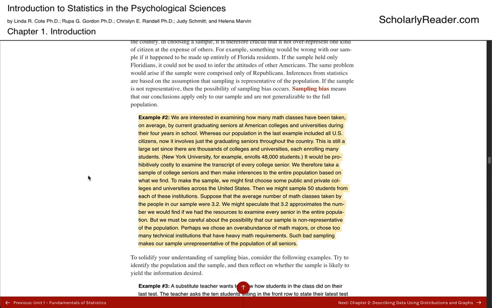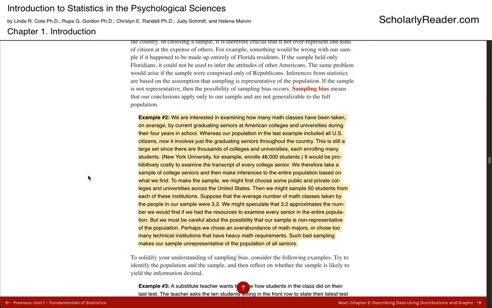Example number 2. We are interested in examining how many math classes have been taken, on average, by current graduating seniors at American colleges and universities during their 4 years in school. Whereas our population in the last example included all U.S. citizens, now it involves just the graduating seniors throughout the country. This is still a large set since there are thousands of colleges and universities, each enrolling many students. NYU, for example, enrolls 48,000 students.